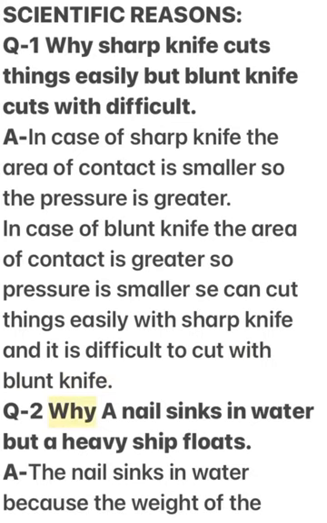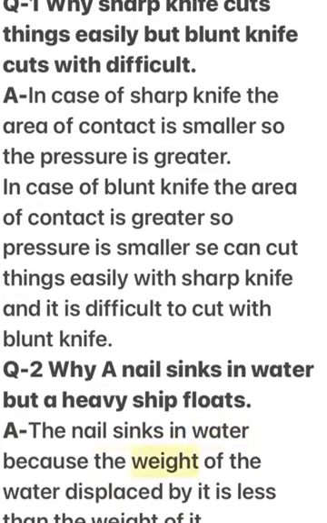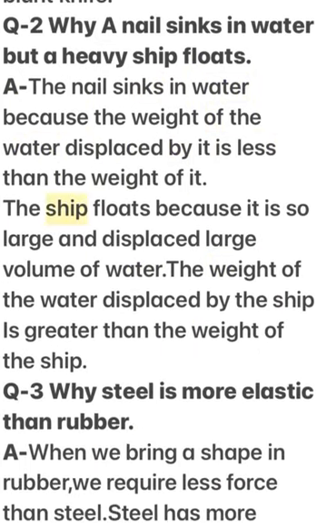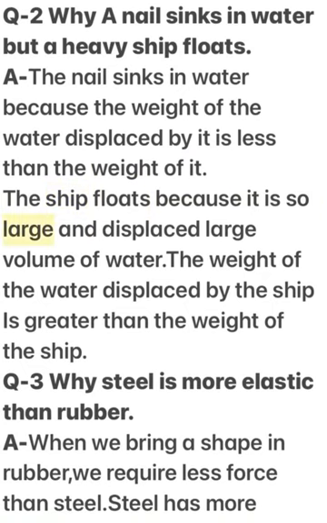Q2: Why does a nail sink in water but a heavy ship floats? A. The nail sinks in water because the weight of the water displaced by it is less than the weight of it. The ship floats because it is so large and displaces a large volume of water. The weight of the water displaced by the ship is greater than the weight of the ship.